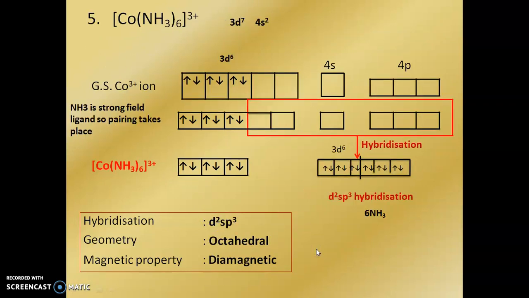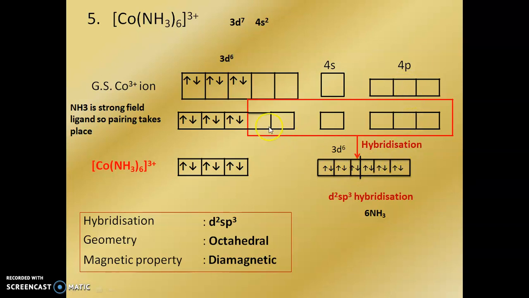Next we see [Co(NH3)6]3+. In that, cobalt is in the +3 state, and NH3 is a strong field ligand, so pairing is there. Therefore, in hybridization the empty 3d orbitals, 4s orbital and 4p orbitals are there for the hybridization.